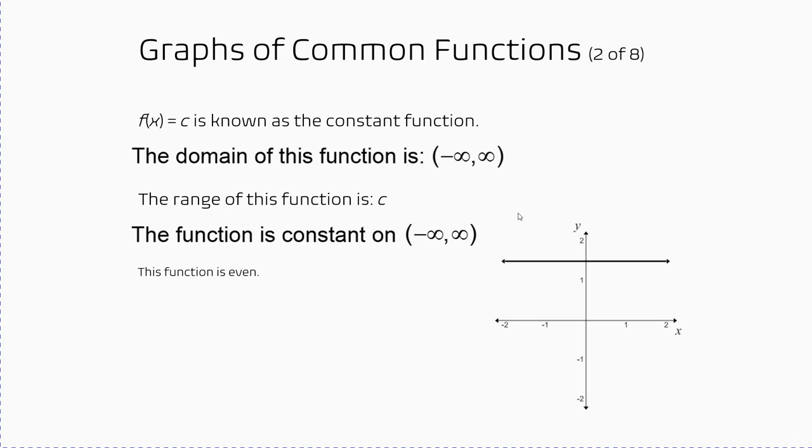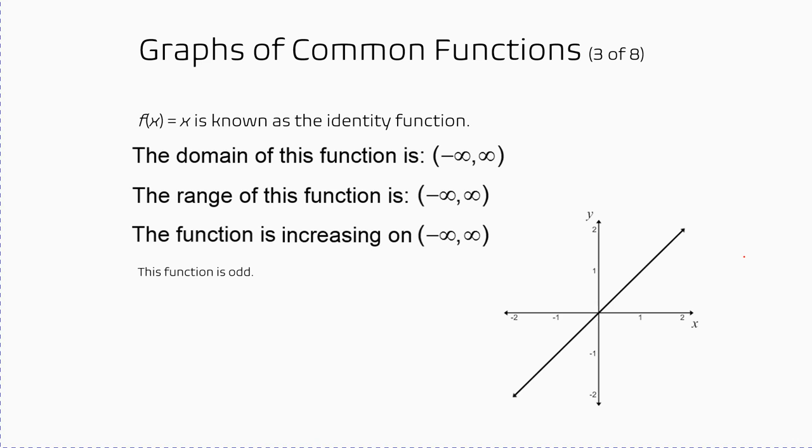F of x is equal to c. This is known as the constant function. This might be something like f of x is equal to 3/2 here, or 1.5. So it's just the function equal to some constant number. The domain of this function is all real numbers, from negative infinity to infinity. The range of this function is just c, so for example, the range here is just 3/2. The function is constant on the interval from negative infinity to infinity, and this function is an even function.